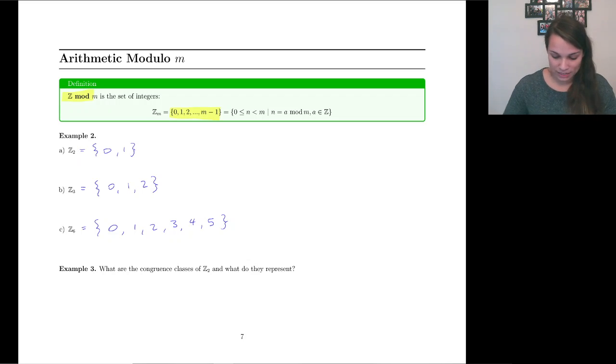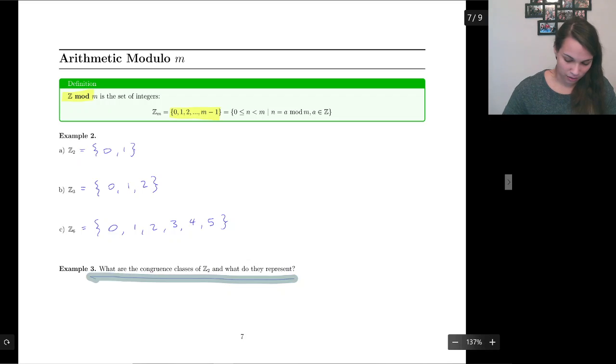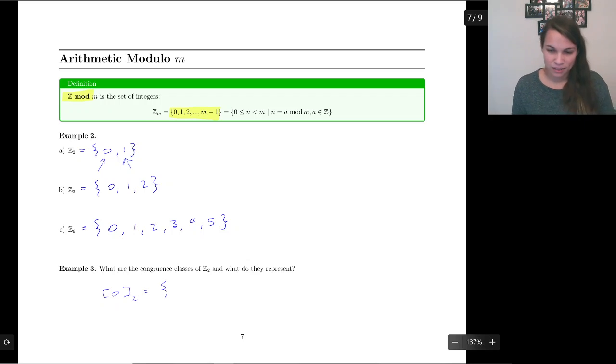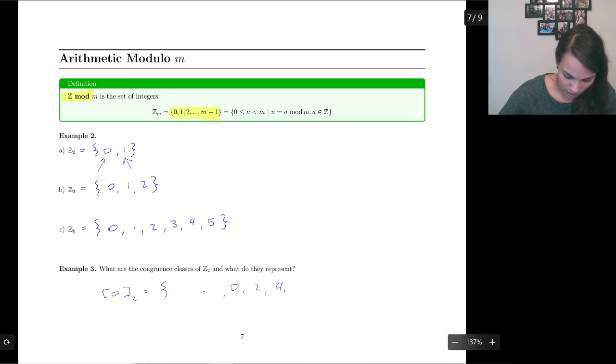So the congruence classes of Z2 then is just going to be the congruence class of 1 and 0, because those are its only elements. So if we look at 0, remember, the fast way to calculate it is to take 0 and then add 2, add 2, subtract 2, subtract 2, like that. And then for 1, we do the same trick.